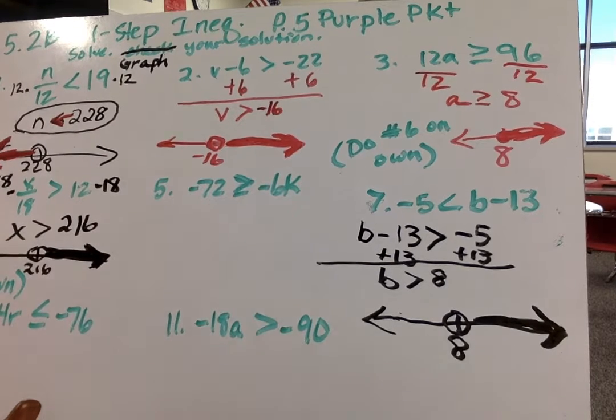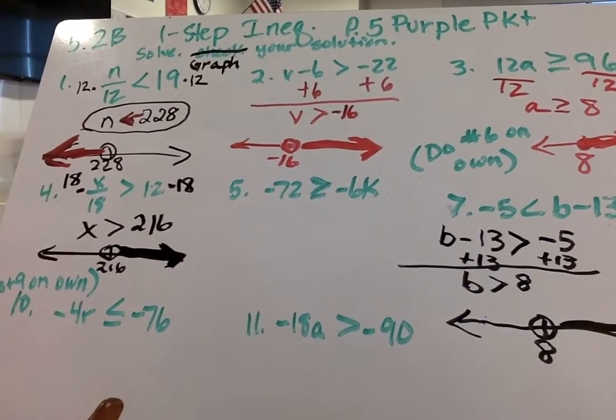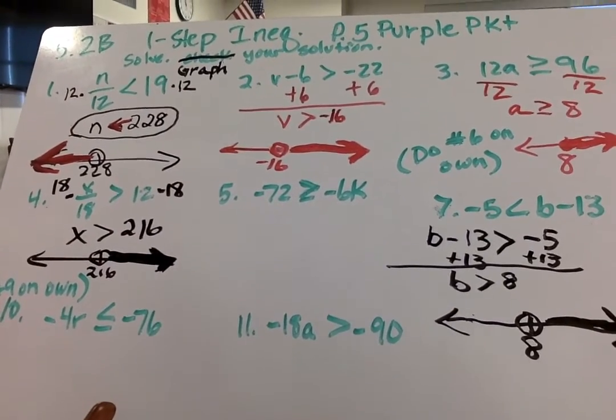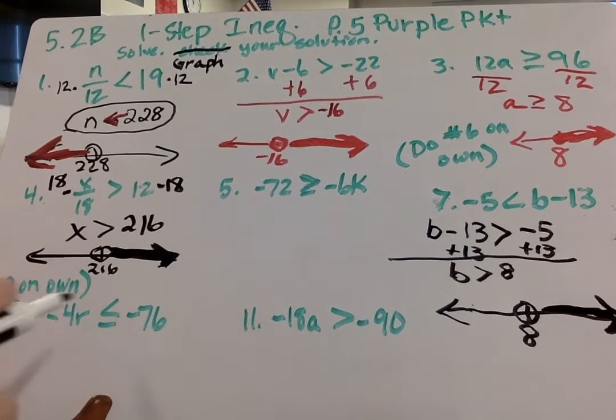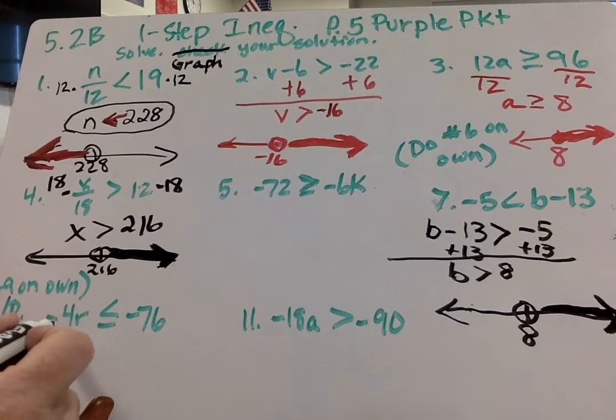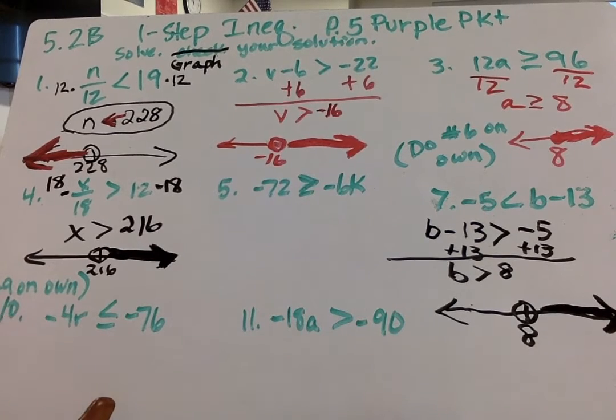Okay. Next, I'm going to go on to number 10. And again, I'll come back to 5 in a minute. 5 is one of the hardest ones here. So, number 10, negative 4r is less than or equal to negative 76. Many of you think that that's minus, that we're going to subtract. But no, this is negative 4 times r. Again, it's an integer right next to a letter. So that means it's got to be multiplication.